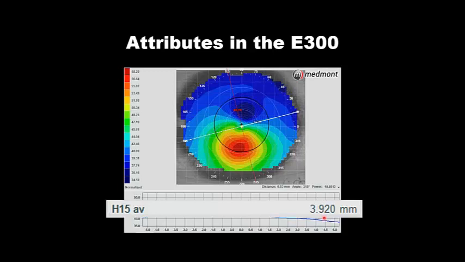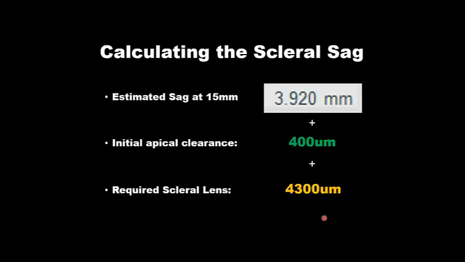But do you need an OCT or a Medmont topographer to fit the ICD? You definitely do not. They're just helpful tools in selecting your initial lens. So if our topographer tells us that the predicted sagittal depth is 3,920 microns, we'll add in the apical clearance, and that tells us we need a 4,300 micron lens as a starting point. So the sagittal depth of the anterior chamber plus the fluid layer between lens and cornea tells us the lens that we need to pull out of the set.